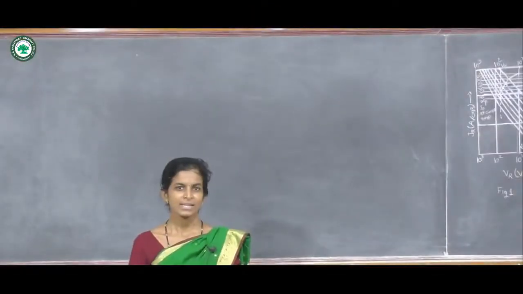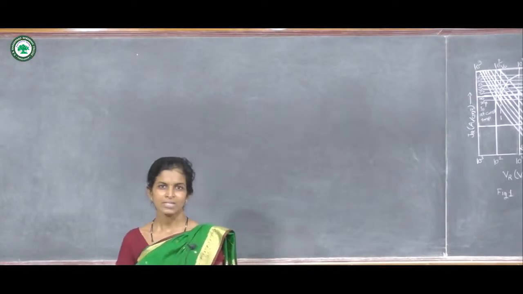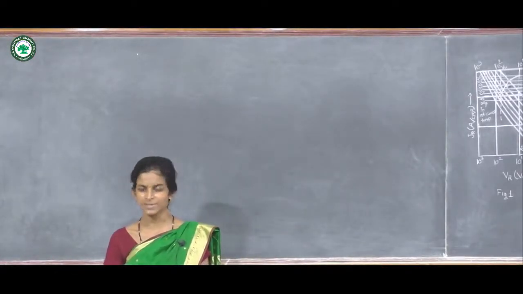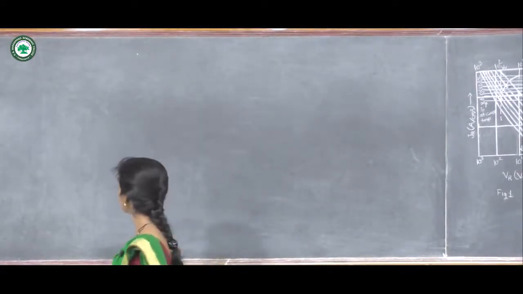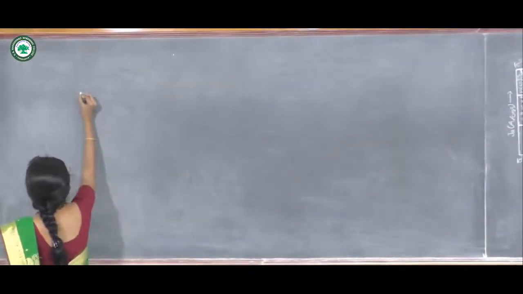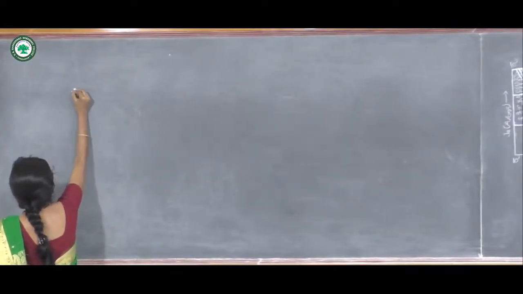Hello students, in the last lecture we have seen the generation recombination process. In this lecture we will see the next point, that is junction breakdown.